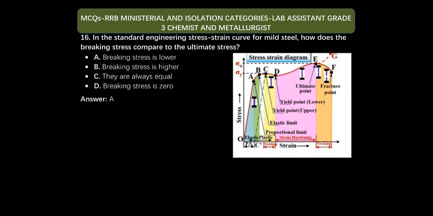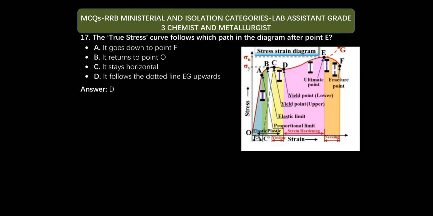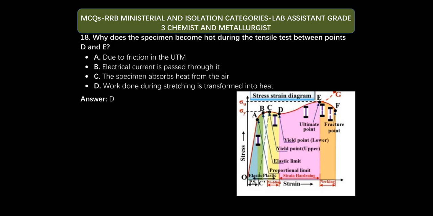In the standard engineering stress strain curve for mild steel, how does the breaking stress compare to the ultimate stress? Option A, breaking stress is lower. The true strain curve follows which path in the diagram after point E? Option D, it follows the dotted line EG upward. Why does the specimen become hot during the tensile test between point D and E? Option D, work done during stretching is transformed into heat.